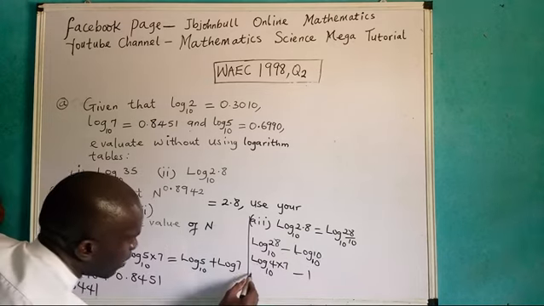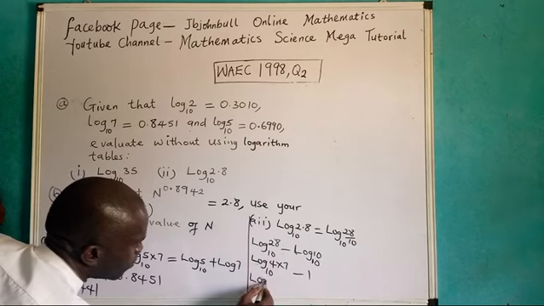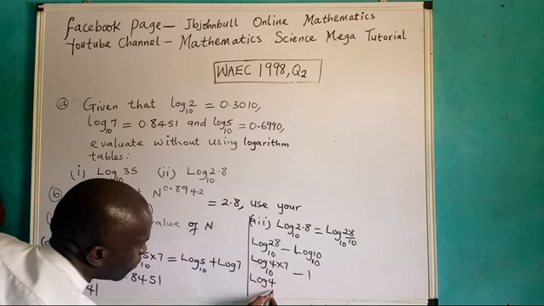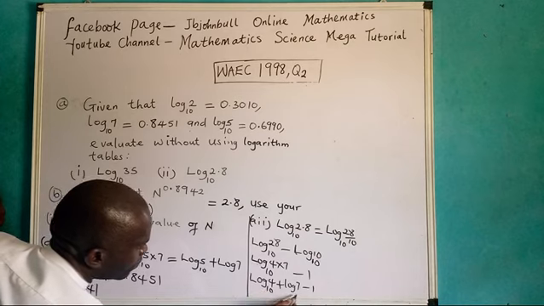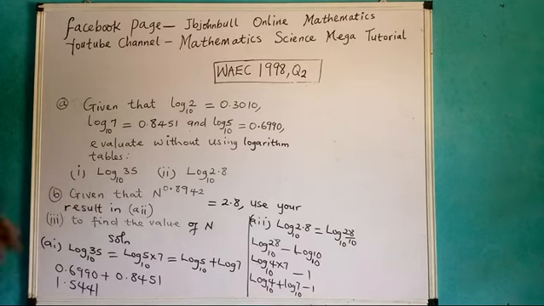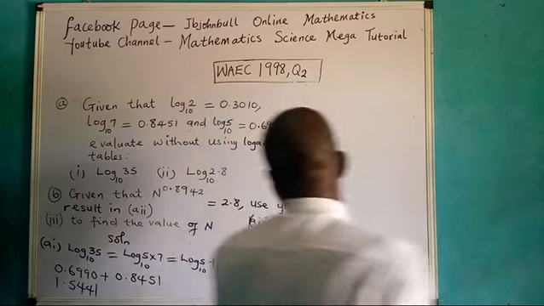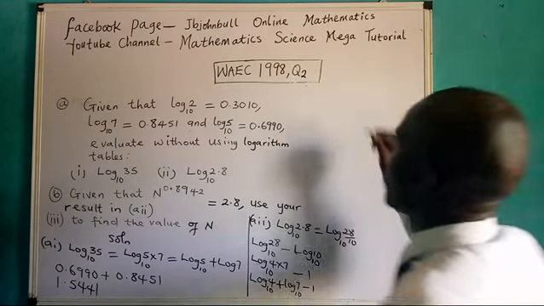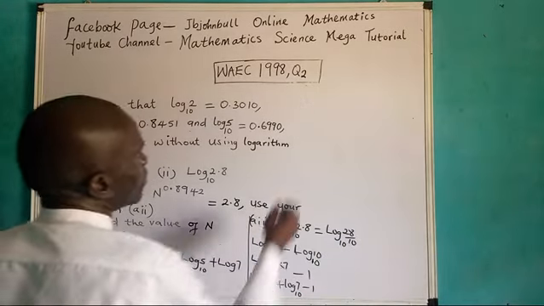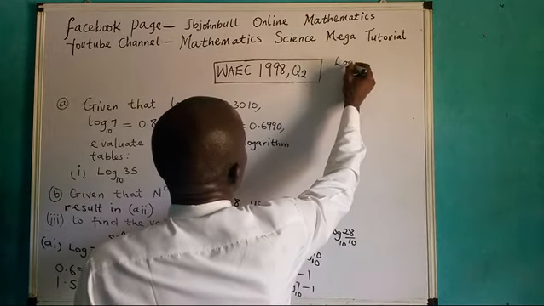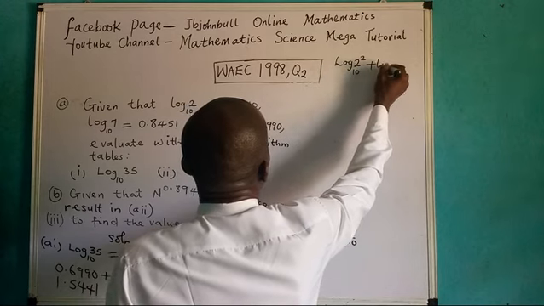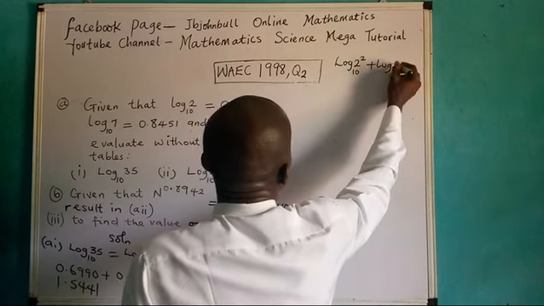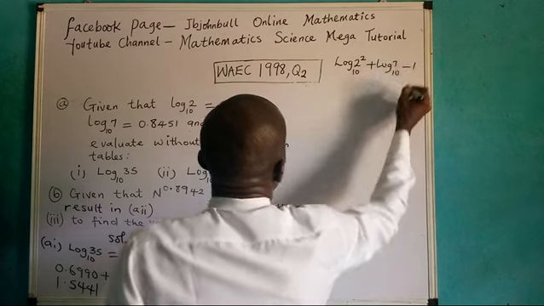Okay, I can still have this one as log 4 plus log 7 minus 1. We are still working with base 10. Okay, for this one, log 4, I can have it as log 2 squared, to the base of 10, plus log 7 to the base of 10 minus 1.